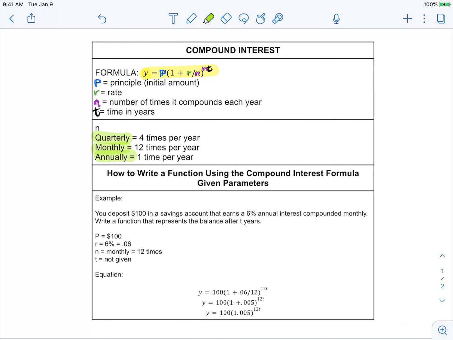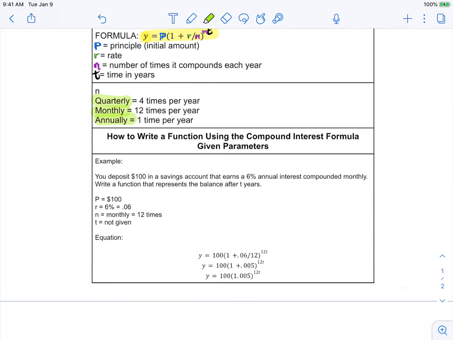Okay, so if I'm given an example and I want to write the equation, I have to know what everything means when I'm reading the problem. So I'm going to go through that process with you so we can plug stuff in. Most likely you'll be putting much of this in a calculator, so the math part will be calculator math. When I'm looking at this word problem, it says I deposit $100 into a savings account that earns 6% annually, interest compounded monthly, and I want to write a function that represents the balance after 2 years.